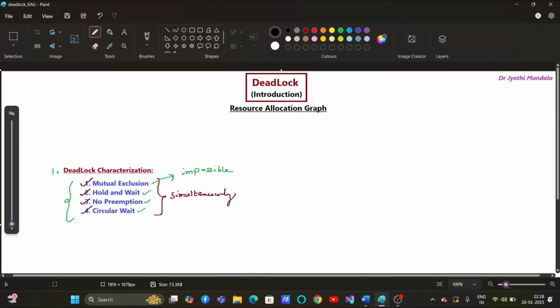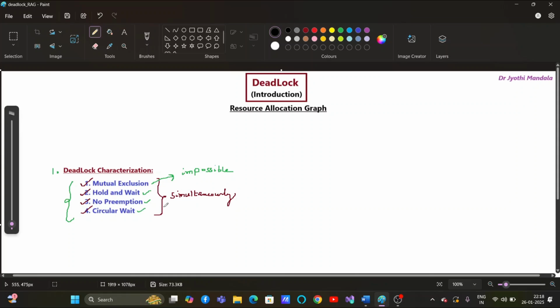So we have understood in our last video, this is the first approach where using these four necessary conditions, if these four conditions occur simultaneously, then the system may lead to deadlock. But of all these four, we understood that the first one, mutual exclusion, is difficult to remove. So if you are able to remove hold and wait, no preemption and circular wait, we may avoid the system entering into a deadlock situation.